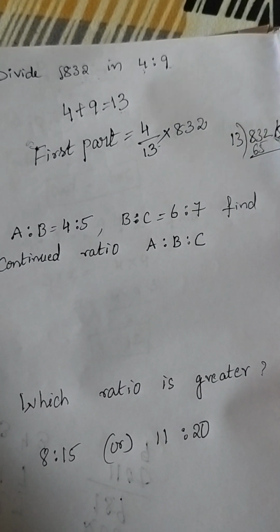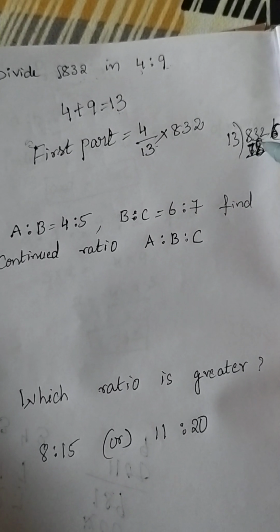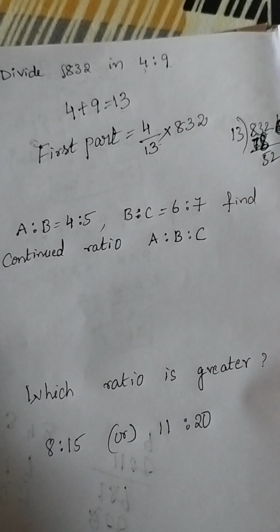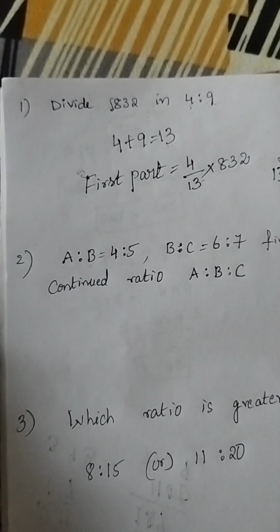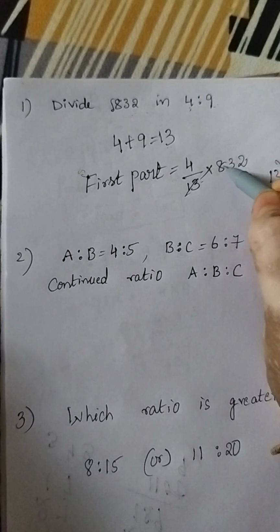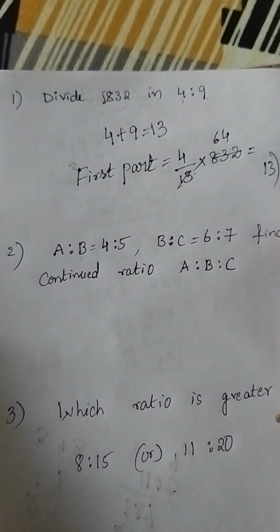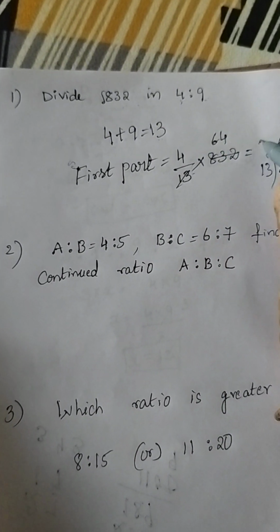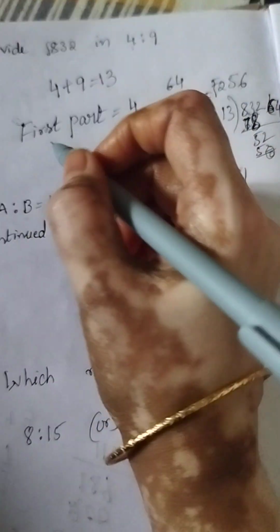Then 13 6s are 78, we can also take that. 78, so what is the 52? 13 4s are 52. So we are getting 64. 64 into 4 is 256 rupees for the first part. What is the second part?